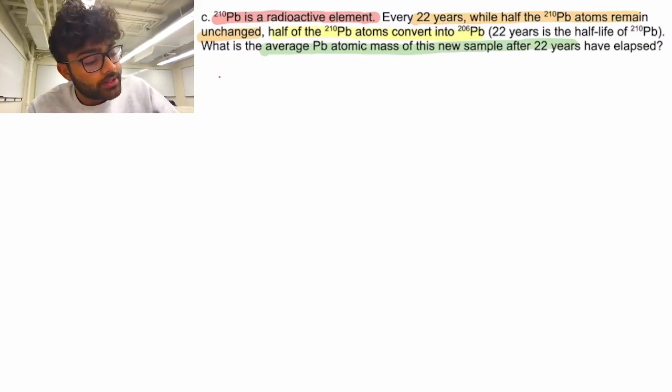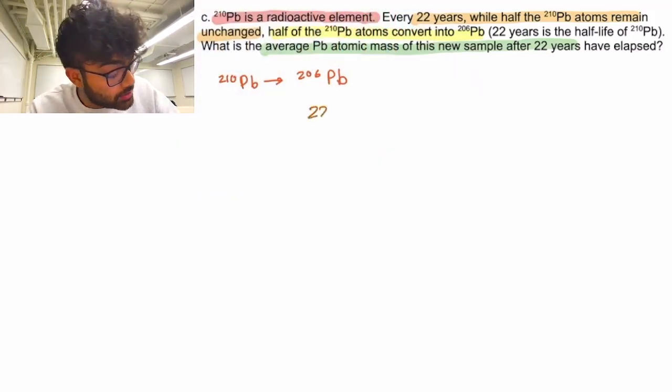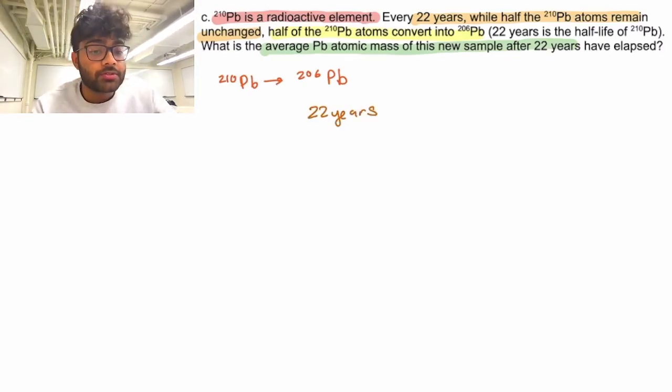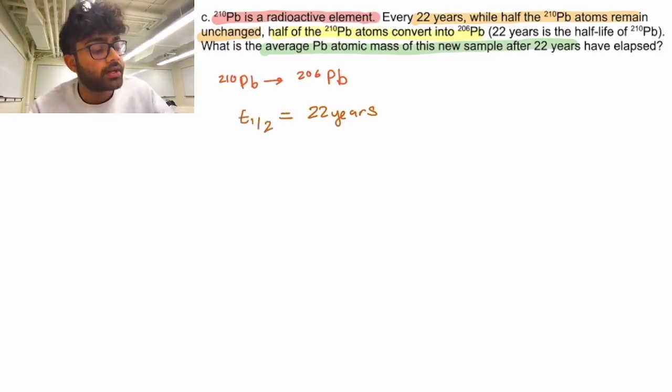So lead-210 turns into lead-206 through a process known as radioactive decay. And what we know is that after every 22 years, half of our lead-210 sample is turned into lead-206. So that value is called the half-life, or T1/2. And now that we have this information, we can go back to solving the problem.